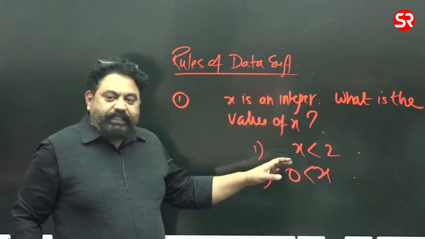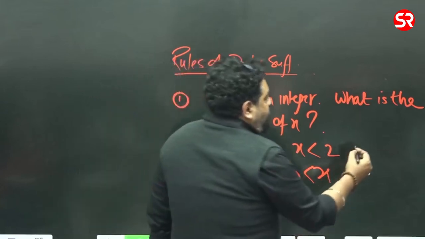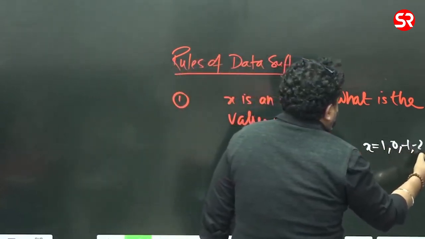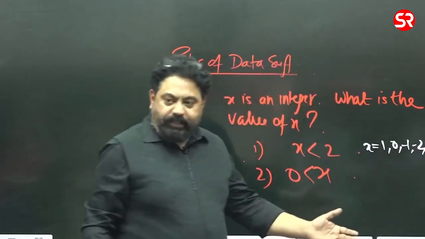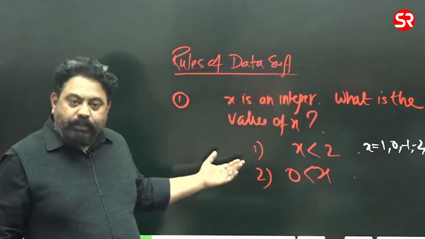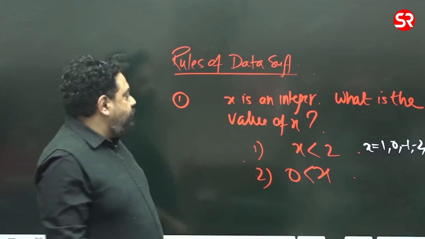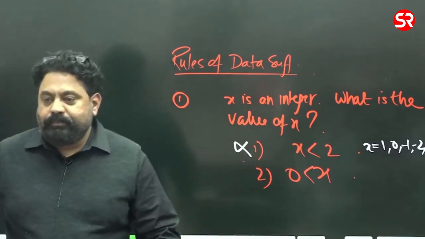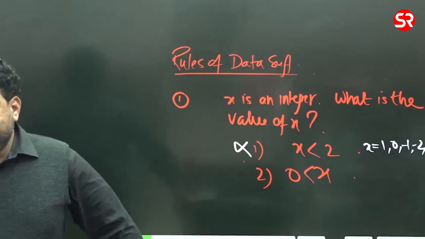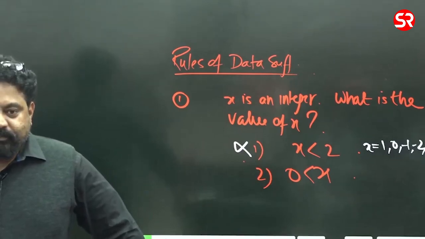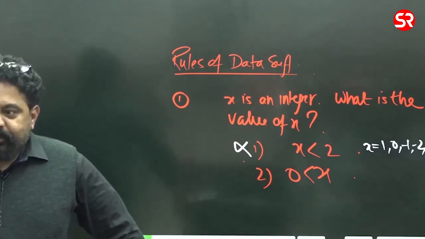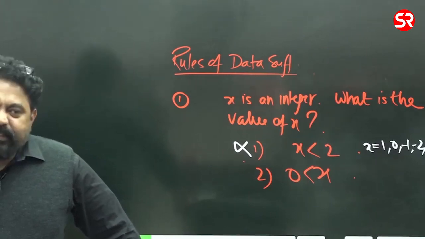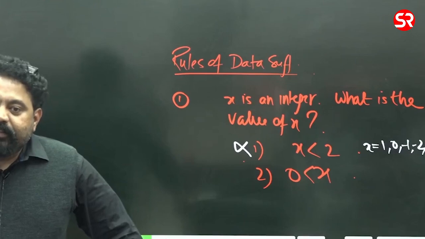Statement 1: x is less than 2. So what will the integers less than 2 be, guys? x can be 1, 0, -1, -2 and so on. Infinite integers less than 2. So it is not giving you a unique answer. The first statement is not giving you the answer. Clear? Learn from here, don't worry. Then statement 2.